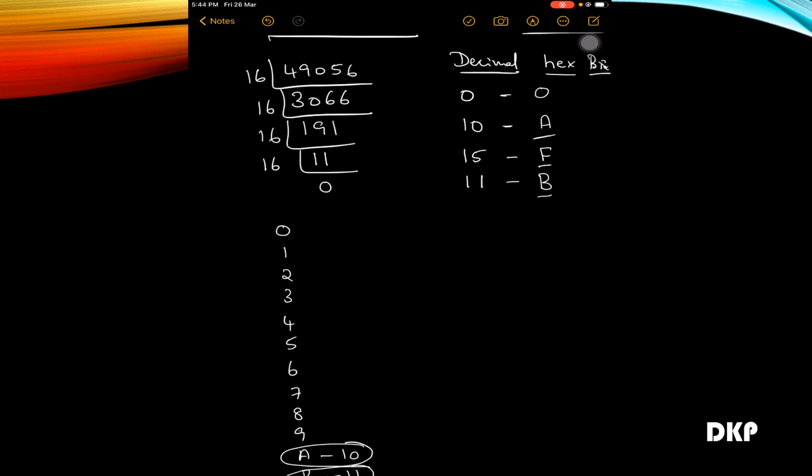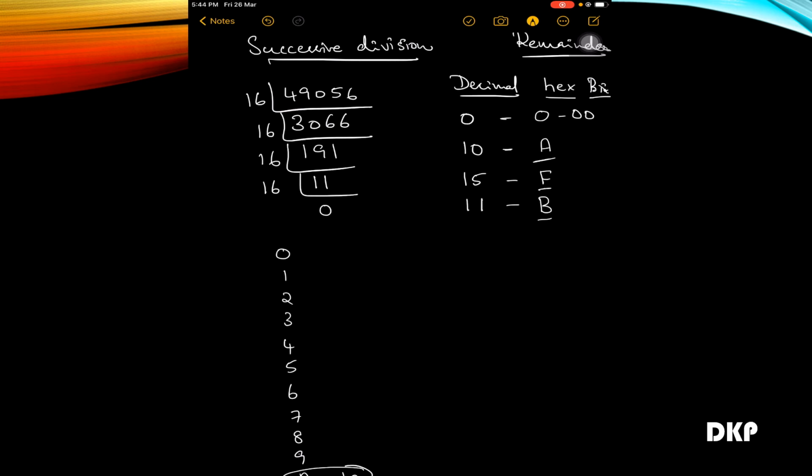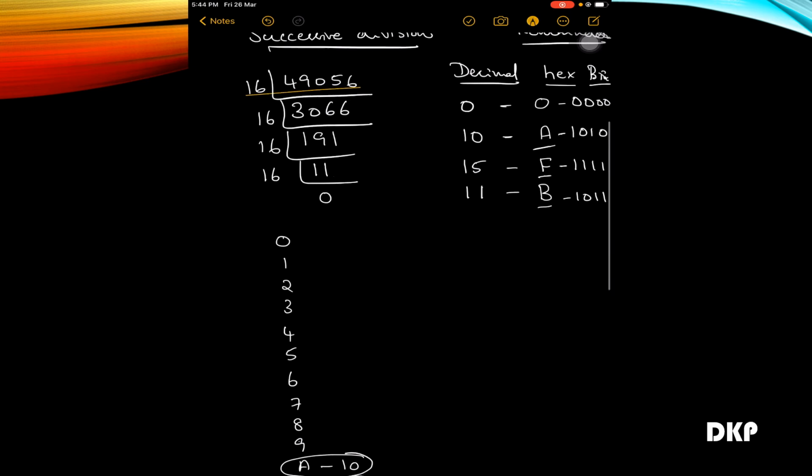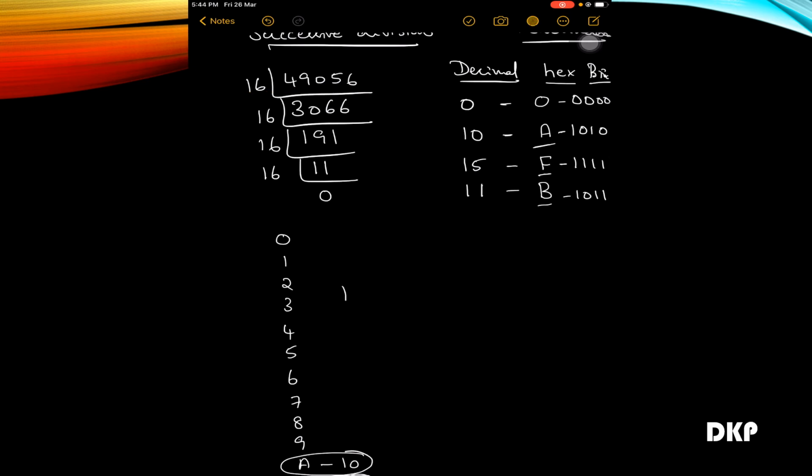Now you have to write the binary of 0, A, F and B. What is the binary of 0? It is 0, 0, 0, 0. Binary of A, that is 10, is 1, 0, 1, 0. What is the binary of 15? 1, 1, 1, 1. And binary of B is 1, 0, 1, 1. You have to read from bottom to top. When you read this from bottom to top, you will get B, F, A, 0. That's why I have written here B, F, A, 0.